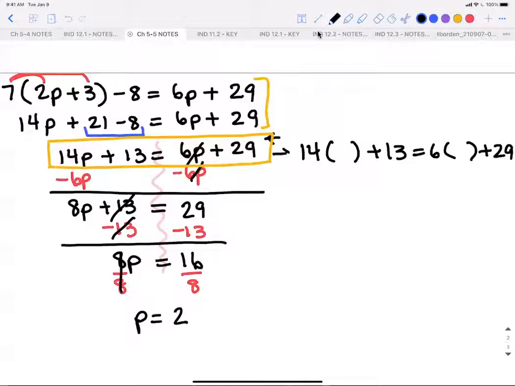So I'm rewriting this step. And in place of the P, I'm going to put a 2. So everywhere where there was a P, I'm going to put a 2. Now let's simplify first the left side and then see if it comes out the same on the right side.